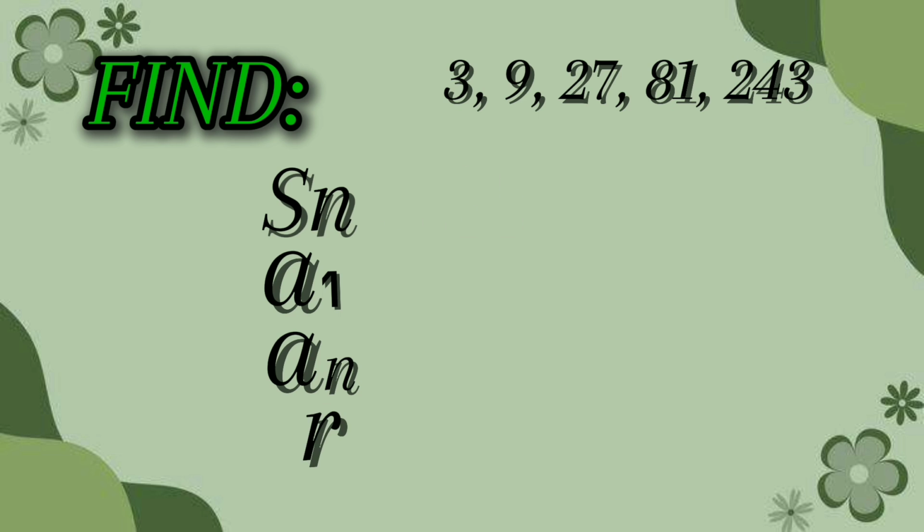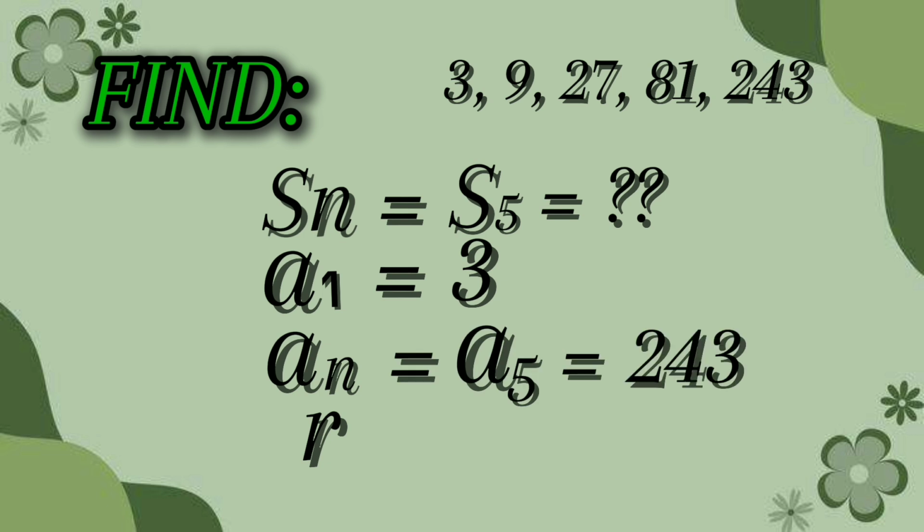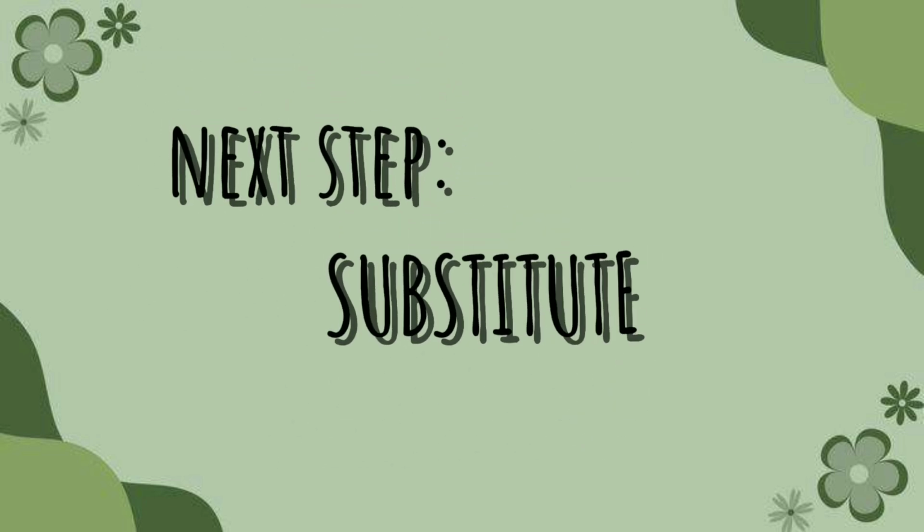S sub n is equal to S sub 5 because we are only going to find the sum of the first 5 terms, and that is unknown. a sub 1 is equal to 3 because 3 is the first term in this geometric sequence. a sub n is equal to the last term of our sequence, which is 243. The ratio is given: the ratio is equal to 3. Our next step is to substitute those values into our formula.